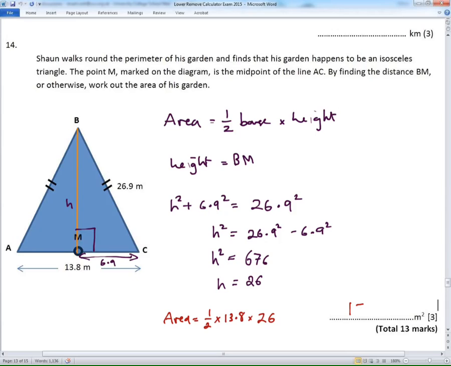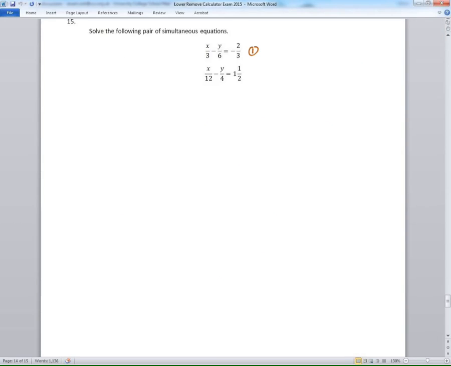So we get an answer of 179.4. Carrying on with this question, we have another pair of simultaneous equations, and in this question there are fractions which you don't really like. So my suggestion for this question would be to try and get rid of the fractions.